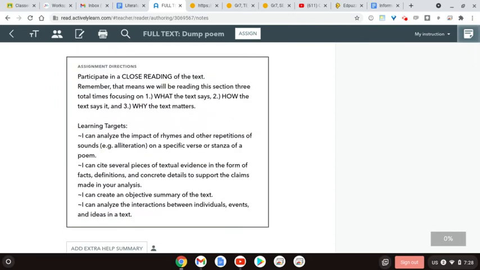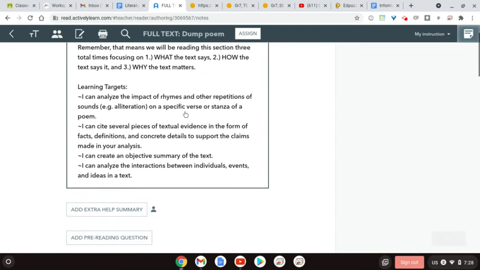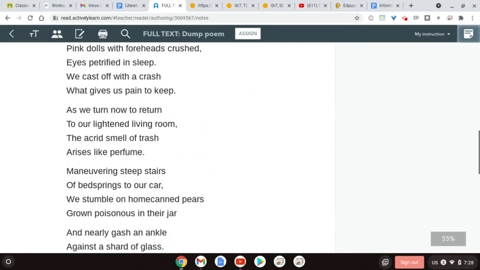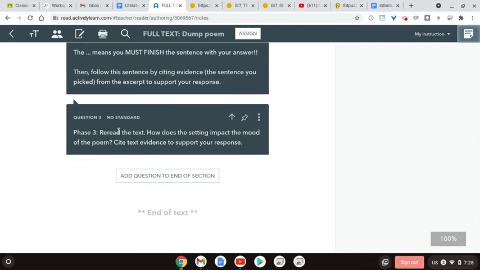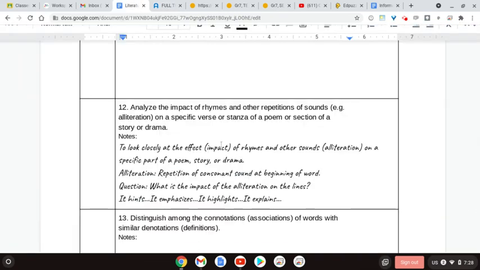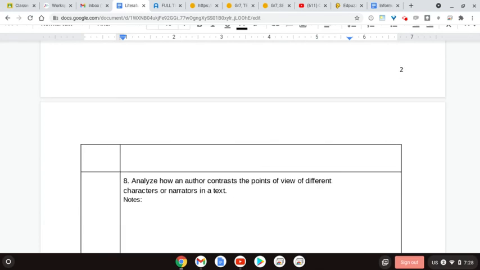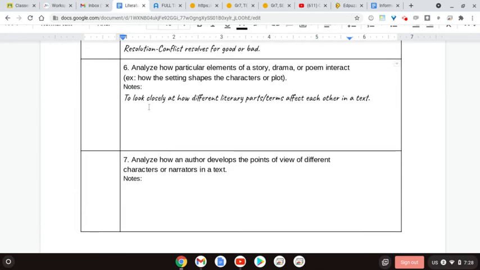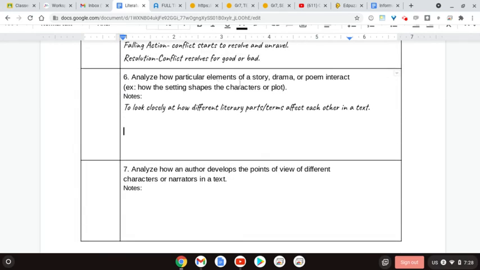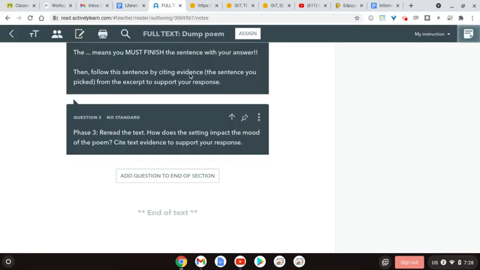For phase 3, we're going to read for why the text matters. As we reread this text the final time, we're going to be reading for learning target number 6, the interaction between two different parts of the text, to analyze how particular elements of the story or poem interact, to look closely at how different parts or different literary skills can affect each other in a text. And in this case, we're going to look at how the setting mentioned by the speaker in this poem impacts the mood of the piece.